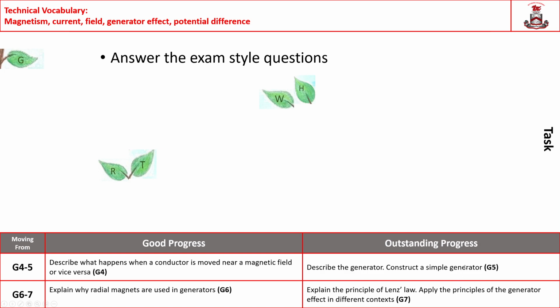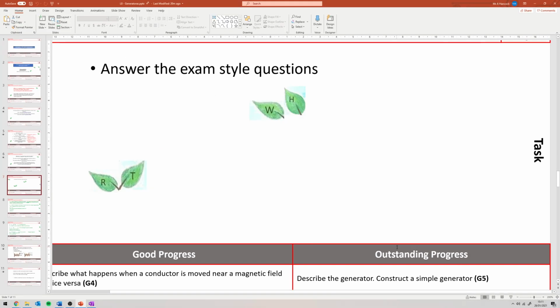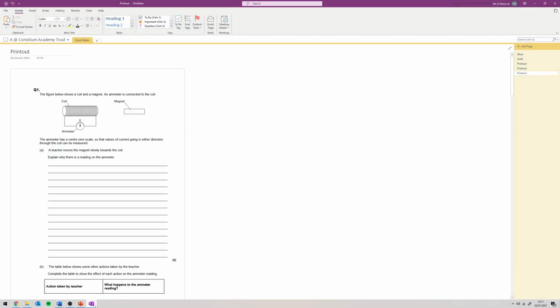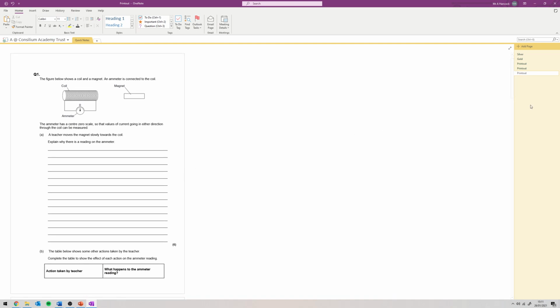So now we've gone through the notes, let's have a look at the exam style questions. So here they are, and I put them open in OneNote. Okay. Let's get my pen out.